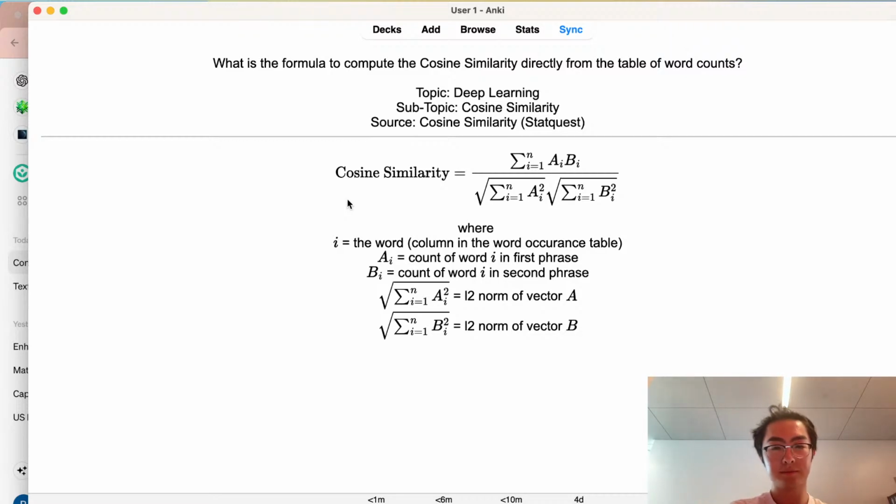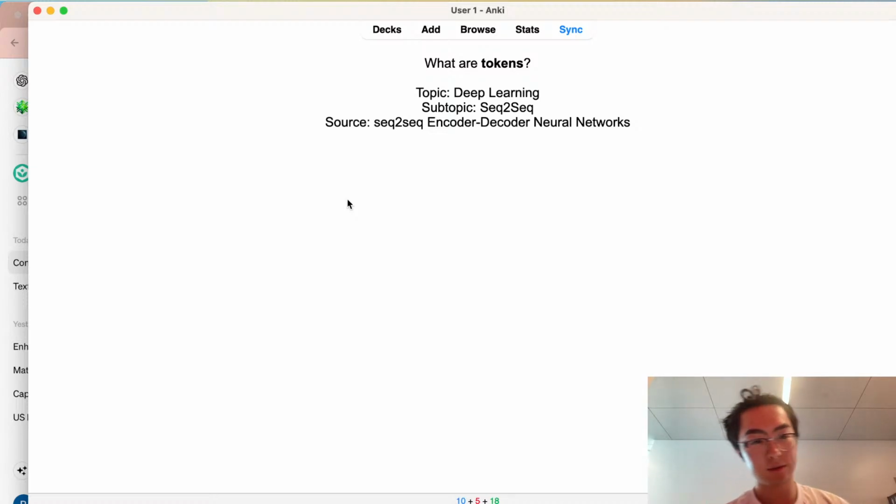Okay. And we will talk about, what are tokens? Tokens are just a basic unit that represents a single kind of symbol or character in a vocabulary.